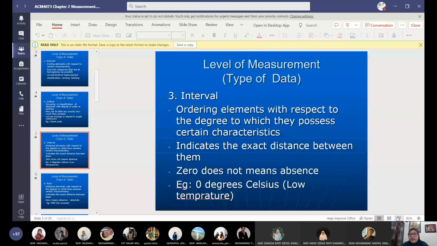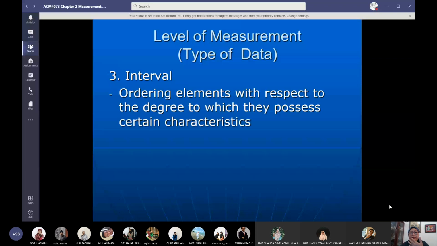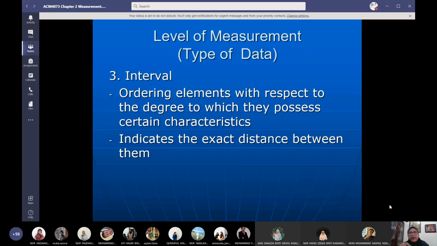What happened if you use 1 to 5 and then 5 to 10? 1 to 5, 1, 2, 3, 4, 5. If you have 5 to 10, you start with 5, the next range, 5, 6, 7, 8, 9, 10. So there will be 6, not 5. So what do we mean by exact distance? There should be 5. You calculate with the fingers. Exact means it is standardized and systematic throughout. 0 does not mean absent, meaning in interval type of data, even 0 is calculated as a value.